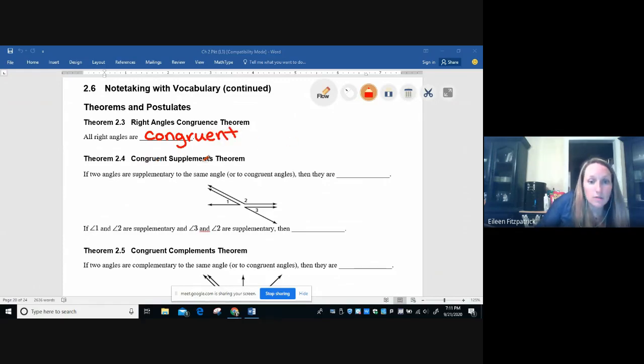Next, we have the congruent supplements theorem. This does pop up in some proofs that we're going to go through, and if you remember it, it makes some proofs a lot easier to work through. It says if two angles are, this should say supplementary. Sorry, I thought it was the complementary theorem. If two angles are supplementary to the same angle or two congruent angles, then they are congruent.